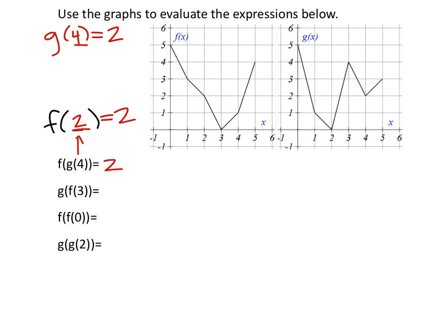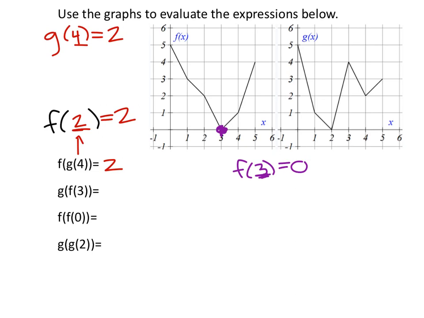Let's look at the next one. G of f of 3. All right, so once again we're looking at f of 3. So we're looking on the f of x graph, which is the one on the left. And I want the x value that's 3, which is right here. And its corresponding y value is 0.